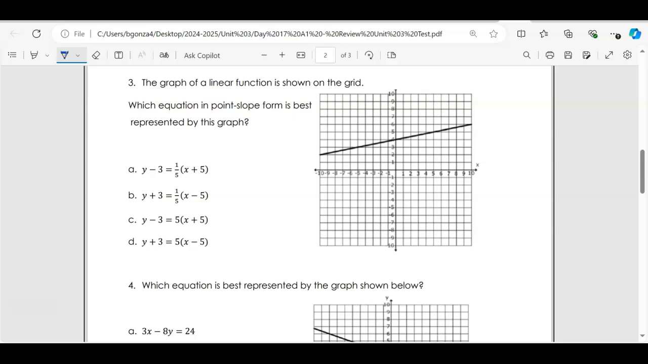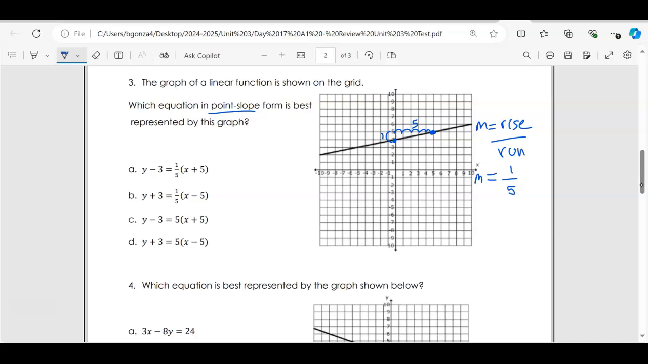Okay, number 3. The graph of a linear function is shown on the grid. Which equation in point-slope form is best represented by this graph? Very similarly, point-slope form. We want to pick 2 points on the grid, count the rise, up 1, count the run, 1, 2, 3, 4, 5. So m equals rise over run on a graph. We got 1 over 5 as our m. Cool.